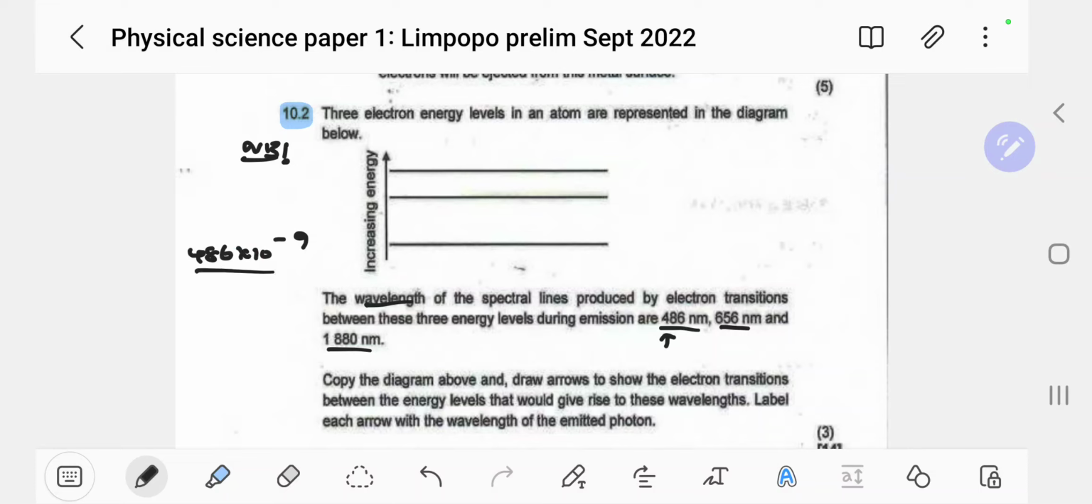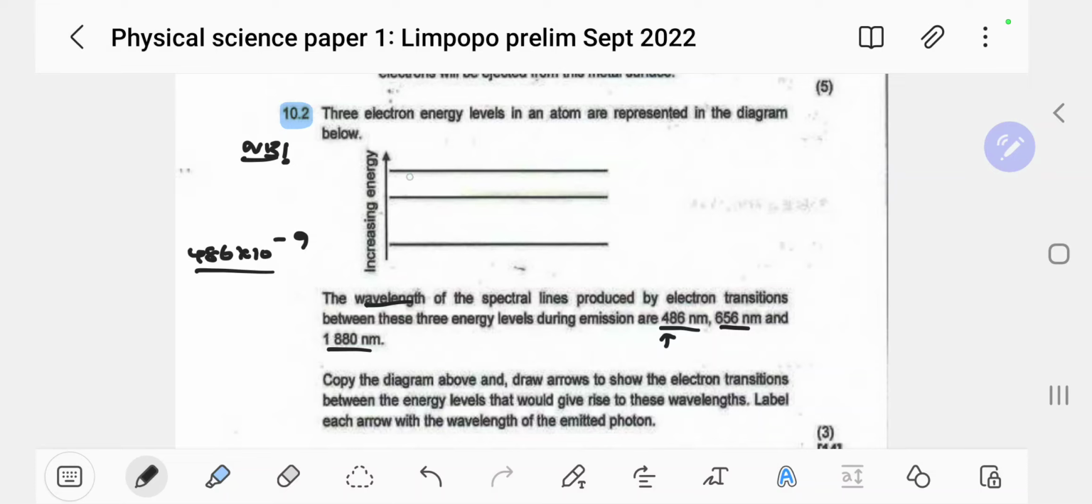So that is what is important. The bigger wavelength basically is going to tell us about the energy levels, right? So remember, when we emit, it's when we're transitioning from higher energy to lower energy levels. So what are they saying here? Copy the diagram above and draw arrows to show electron transitions between the energy levels that would give rise to these wavelengths. Label each arrow with the wavelength of the emitted photon.